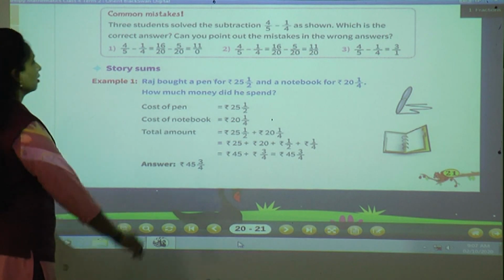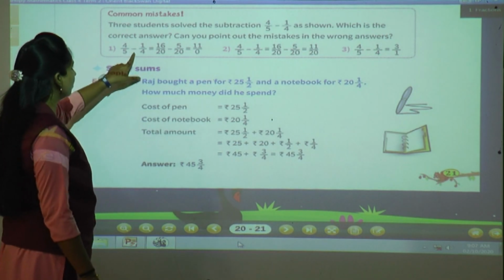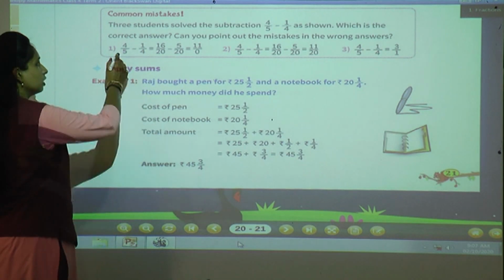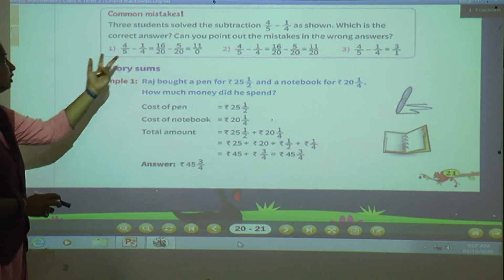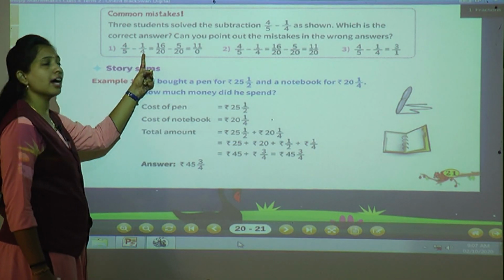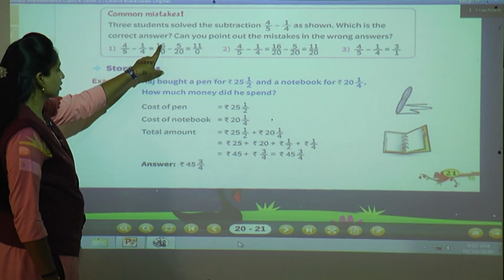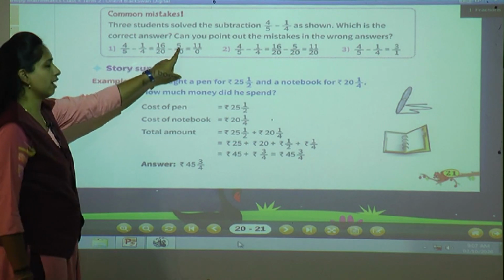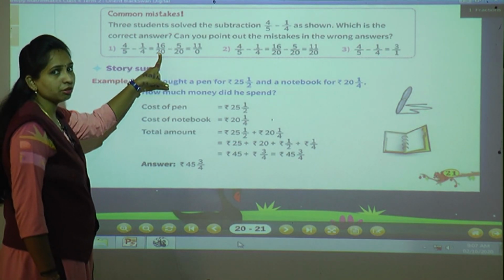So let's see the first example. First, students, how we solve 4 upon 5 minus 1 upon 4. The denominators are not the same, so we have to find the LCM of the denominators. What is the shortcut? 5 4s are 20. Correct. Then cross multiplication: 4 4s are 16 and 1 5s are 5. Correct. Now the denominators are the same.